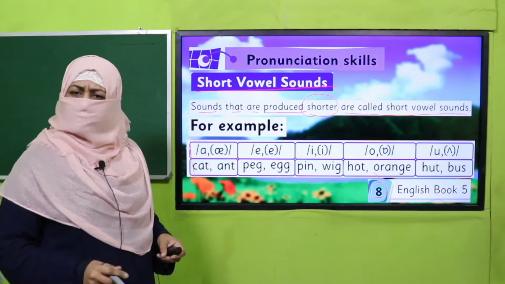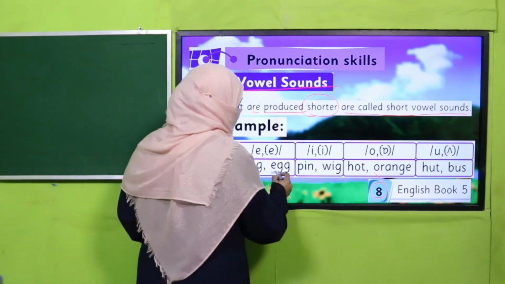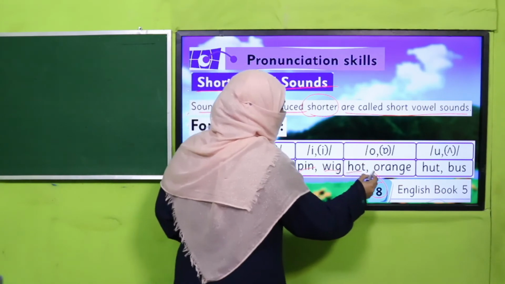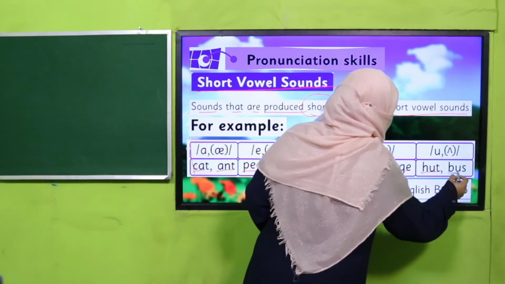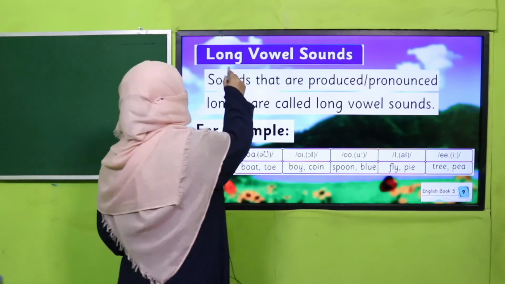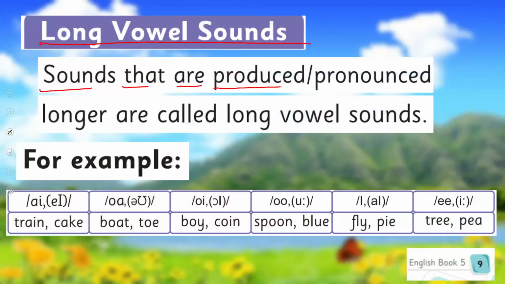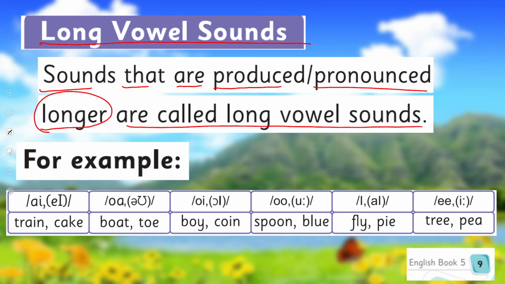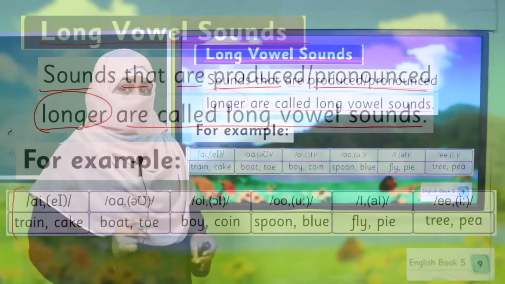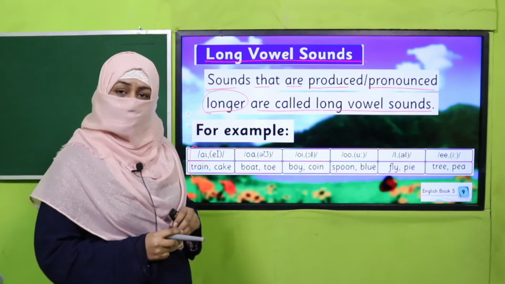Yes, my dear children, all of you did it. It's cat, ant, peg, egg, pin, wig, hot, orange, hut, bus. Right, you know the rules. Okay, the second, long vowel sounds. Sounds that are produced or pronounced longer are called long vowel sounds. And here are the examples. So once again, be careful, find the rule and pronounce the words correctly.